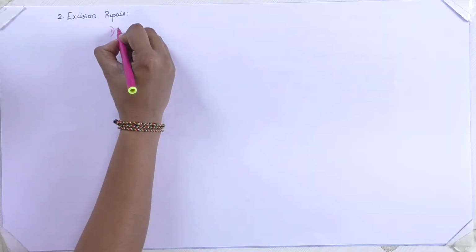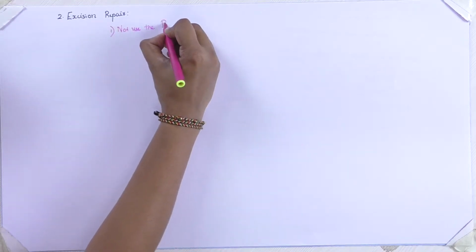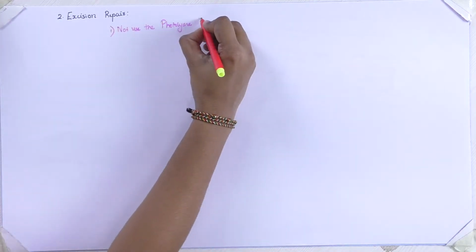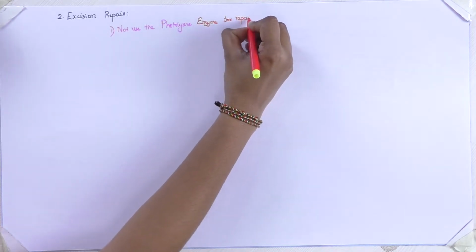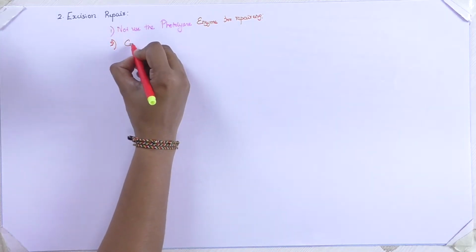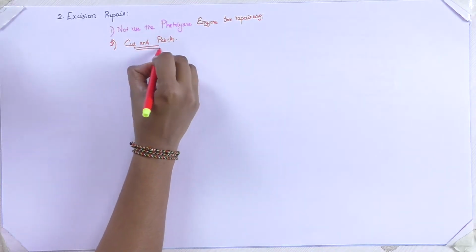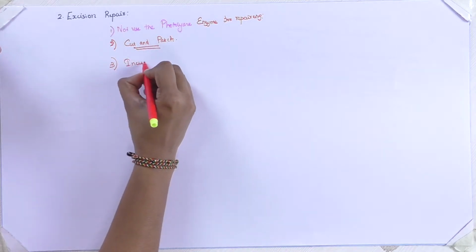So excision repair, we can tell, first bypasses or does not use the photolyase enzyme for repairing, and it also has variations. This is like cut and patch. You cut and you join. This mechanism can also be called cut and patch. First, we will have the incision step.